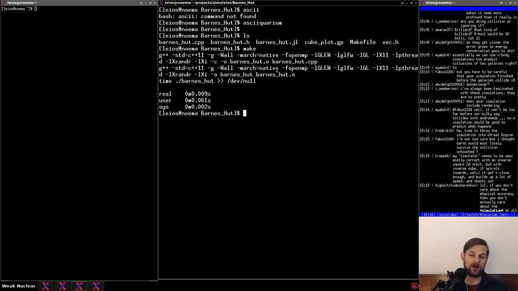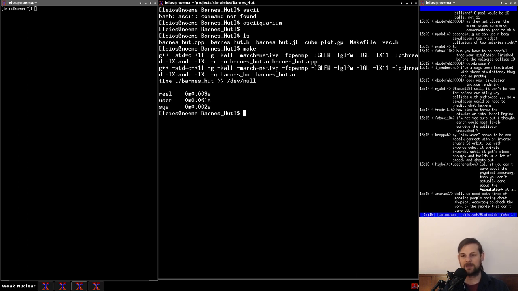I have no idea. My simulator seems to be semi-correct with an inverse square 2D orbit. With inverse cube, it spirals inward until it gets close enough, and then builds up a lot of speed and shoots out. I think that's actually what we're expecting to see, because as you get closer, obviously it should shoot out.